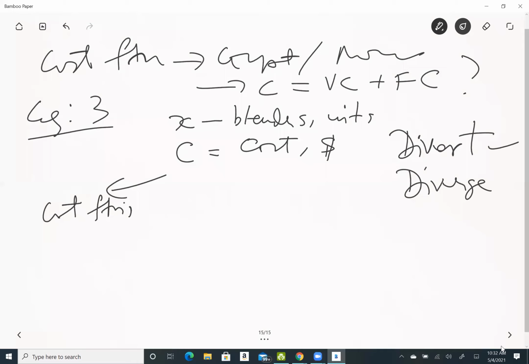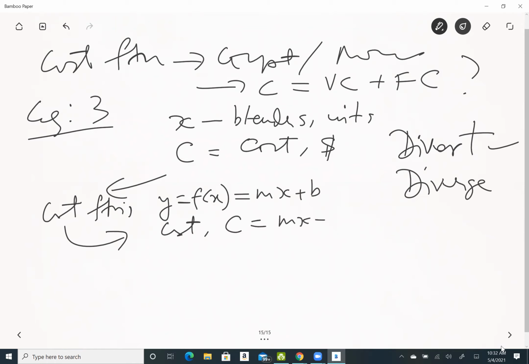Okay, here is one common mistake that you make. You know the function y as a function of x, and that is, of course, equal to mx plus b. Now, when you talk about cost, you have to mention explicitly: cost is C equal to mx plus b, where C is the cost. I think I mentioned this when we discussed the homework. And x is the quantity, whatever the quantity is.